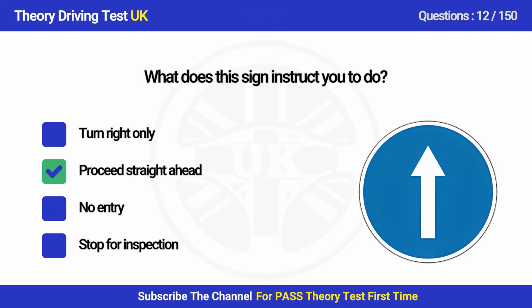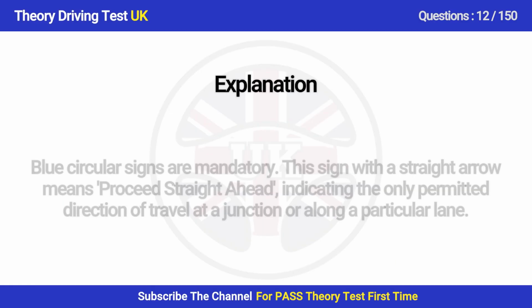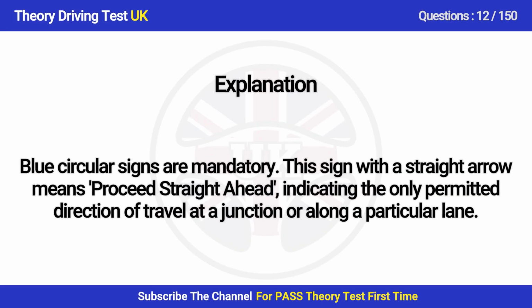Answer is B. Proceed straight ahead. Blue circular signs are mandatory. This sign with a straight arrow means proceed straight ahead, indicating the only permitted direction of travel at a junction or along a particular lane.